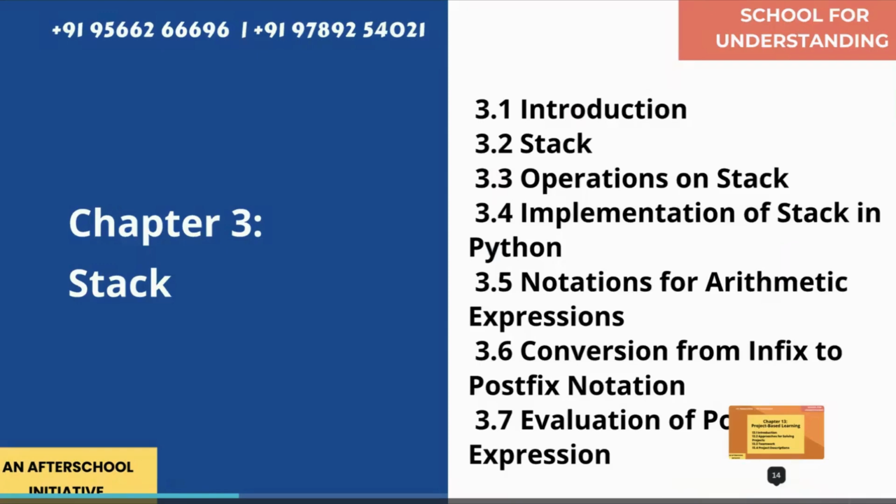Moving forward, Chapter 3, Stack, introduces you to the stack data structure and its applications. These sections include introduction, stack, then operations on stack, next implementation of stack in Python, followed by notations for arithmetic expression, then conversion from infix to postfix notation, and finally evaluation of postfix expression.